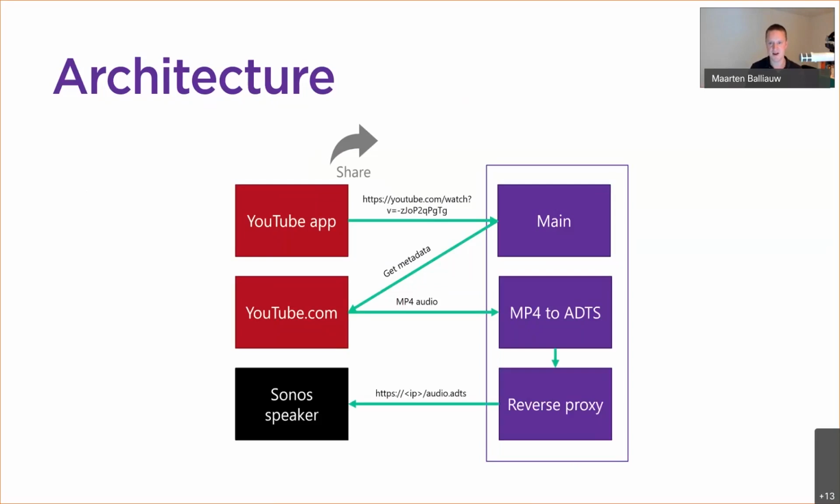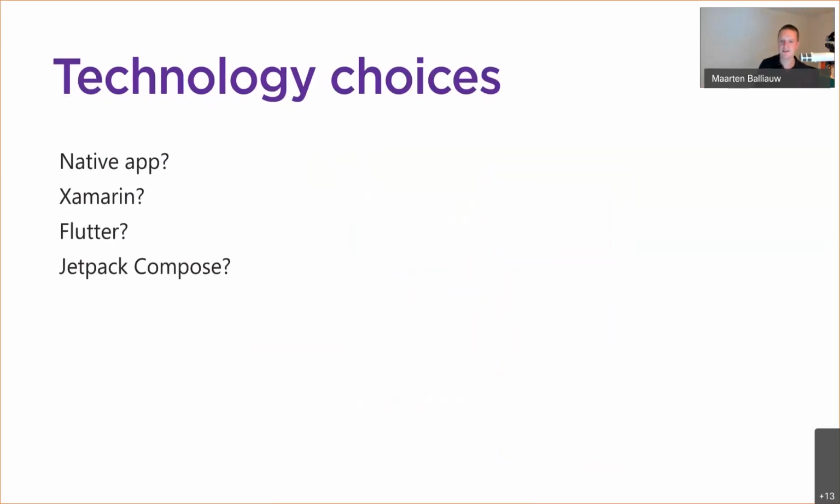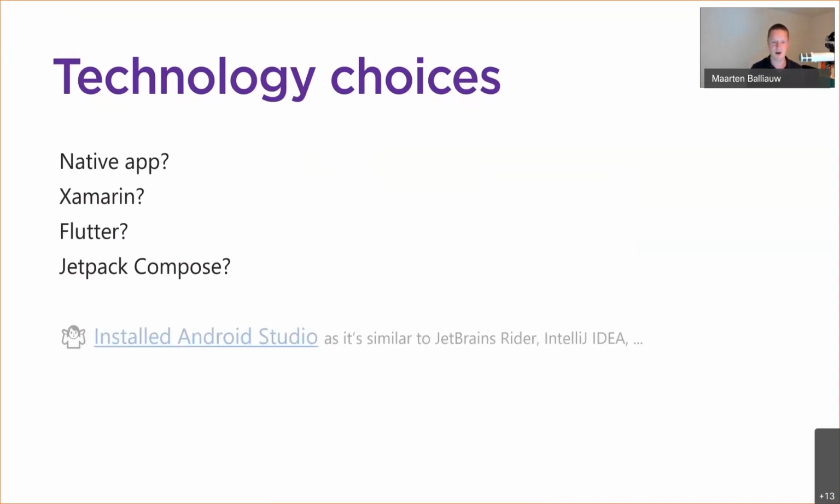So next up were technology choices. Should I write this as a native application? I heard there's this thing called Xamarin, there's this thing called Flutter. Some people are talking about Jetpack Compose. I had no idea. I'm a web developer at heart. I have no idea about mobile, so I was kind of lost. And I thought, okay, let's go with what I know. I have an Android phone. I know IntelliJ and Rider, and they're all the same IDE essentially as Android Studio. So I thought, okay, instead of having to learn a new IDE, let's just install Android Studio so I don't have to learn that at least, and start building a native app for my Android device.